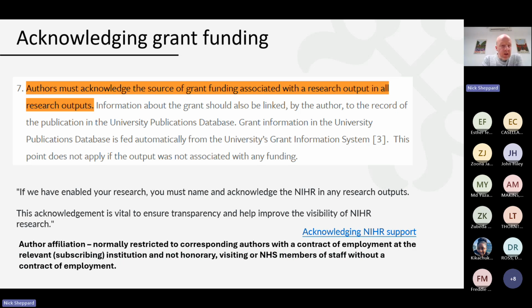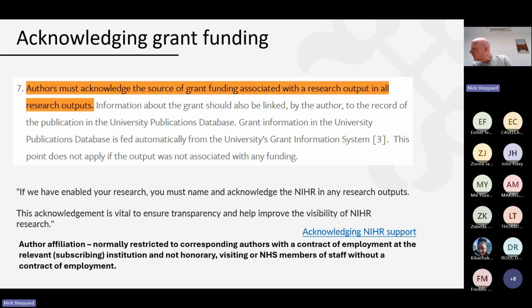Just to highlight as well that another part of the outputs policy is to acknowledge grant funding, which is also explicitly a requirement of NIHR. I was talking to a colleague earlier, and he suggested we emphasise that. I was just messing with these slides earlier, and I was a bit busy, but I've just highlighted at the bottom as well that the author affiliation is also important for those read and publish deals.